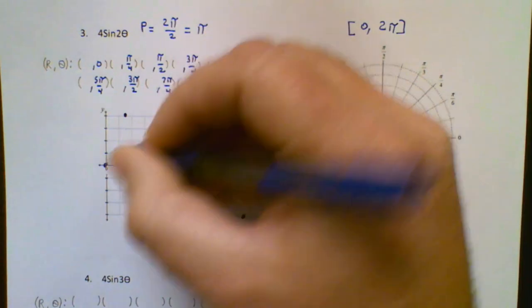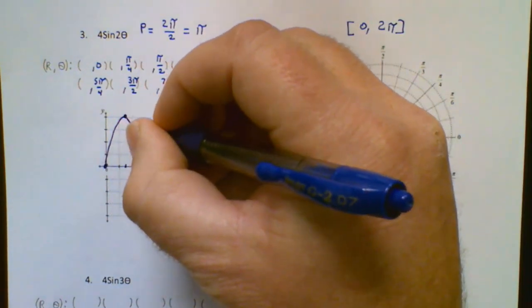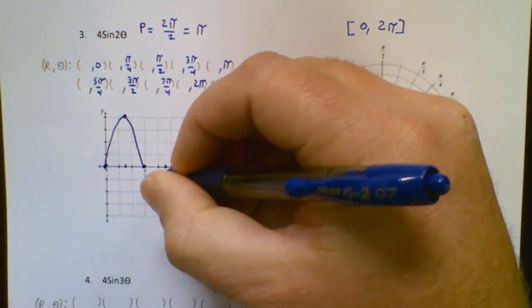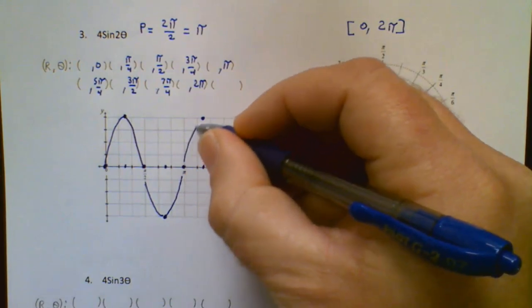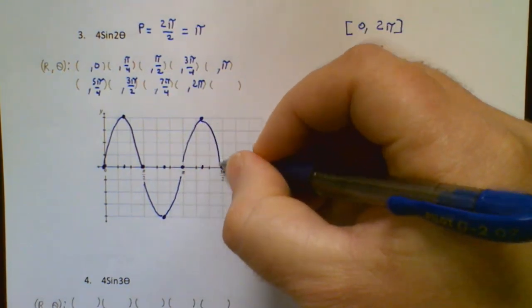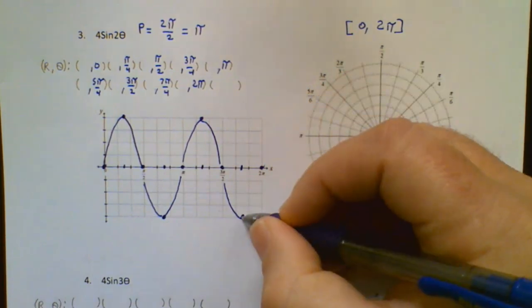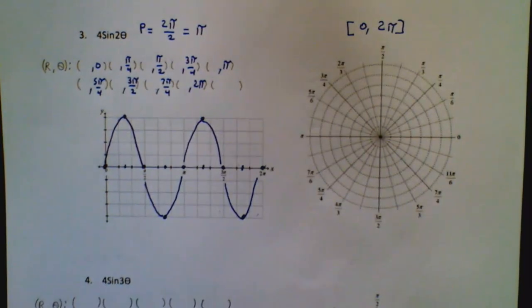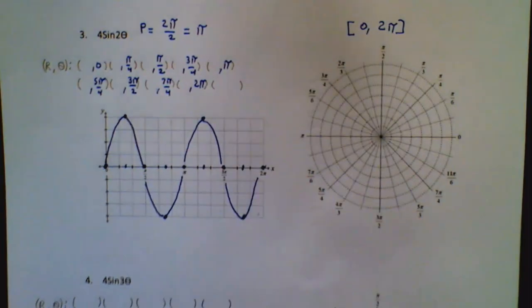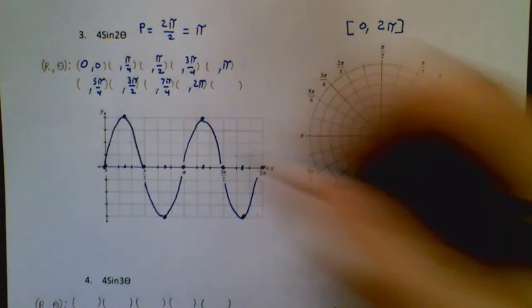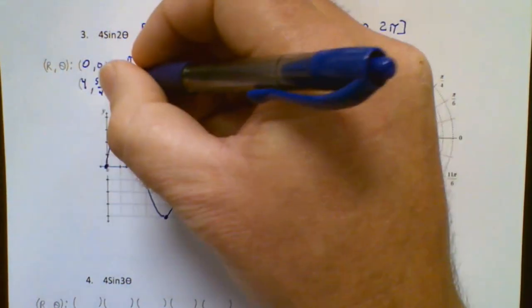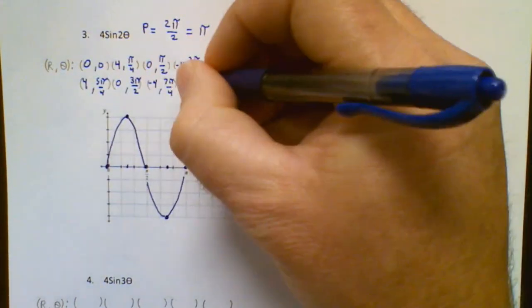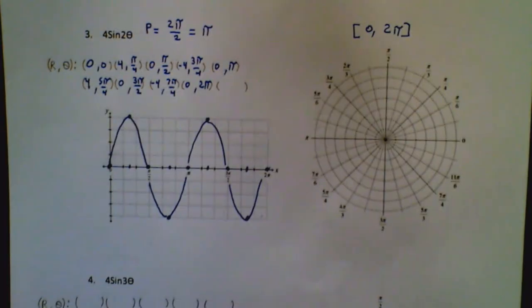So it starts at 0, 4, 0, -4, 0, 4, 0, -4, 0. So I know that's the sine graph. Let's fill in the radius pattern on this, starting at 0 because it's a sine graph, and then max, 0, minimum, 0, max, 0, minimum, 0, and we're good.